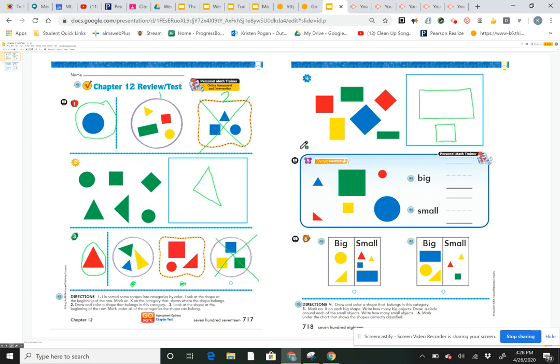Problem number 5. Mark an X on each big shape. Write how many big shapes there are. Draw a circle around each small shape. Write how many small shapes there are. Okay, so now I'm done looking at color. I'm done looking at shape. I'm looking at size, and I'm doing this sort by myself.